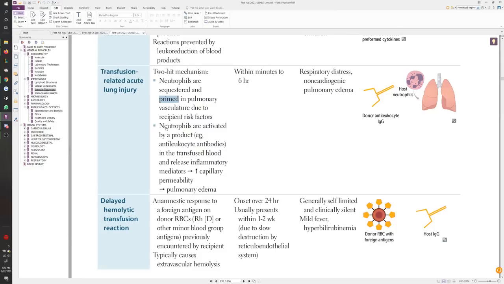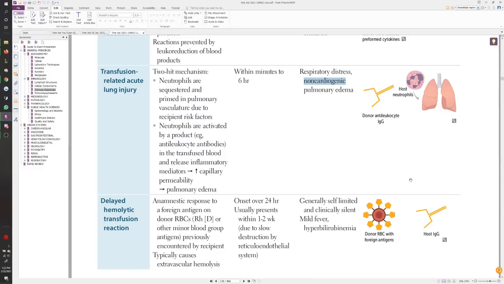Then the second hit, neutrophils are activated by some product in the transfused blood, and that causes a release of inflammatory mediators that increase capillary permeability, leading to pulmonary edema, which can cause lung injury, right? So you're just going to see respiratory distress, and their pulmonary edema is not going to be cardiogenic, which means that they don't have pulmonary edema because their left heart isn't working and blood backed up and everything came out in the lungs. That's not what's happening. Their heart is working perfectly fine.